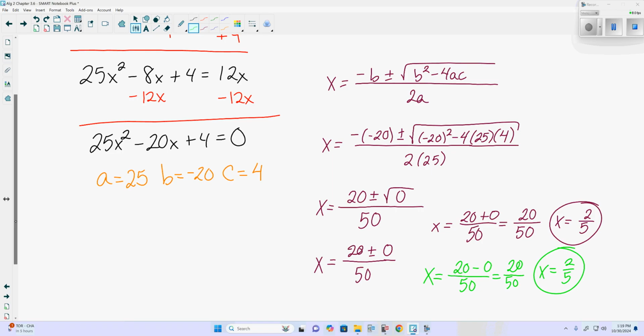And that really came from the fact that what's inside the radical was 0. Questions on this here before we look at the next one? We ready for the next one?